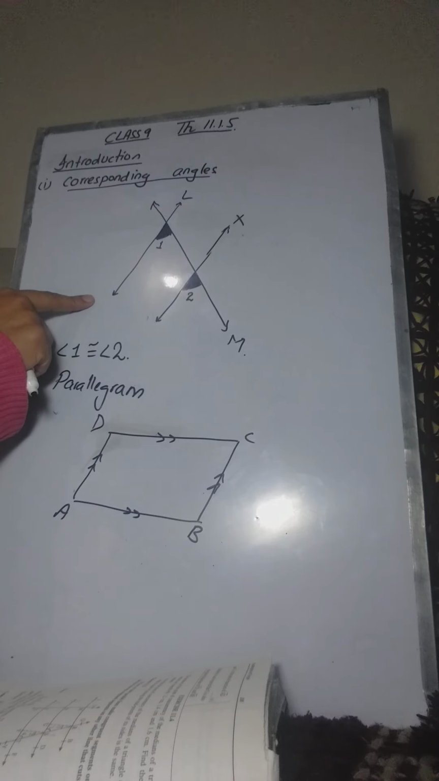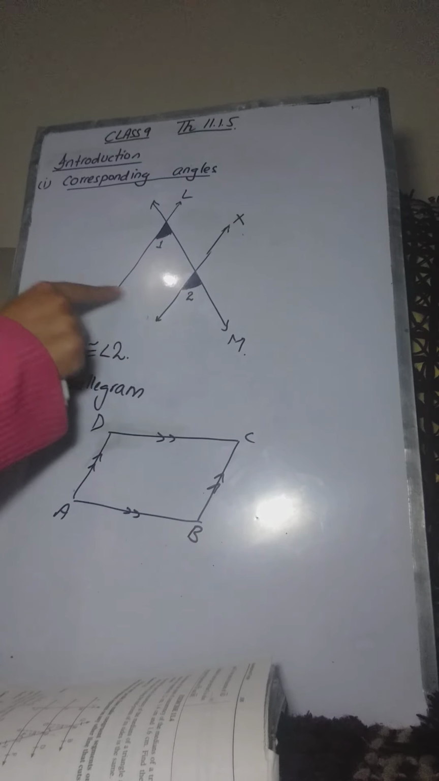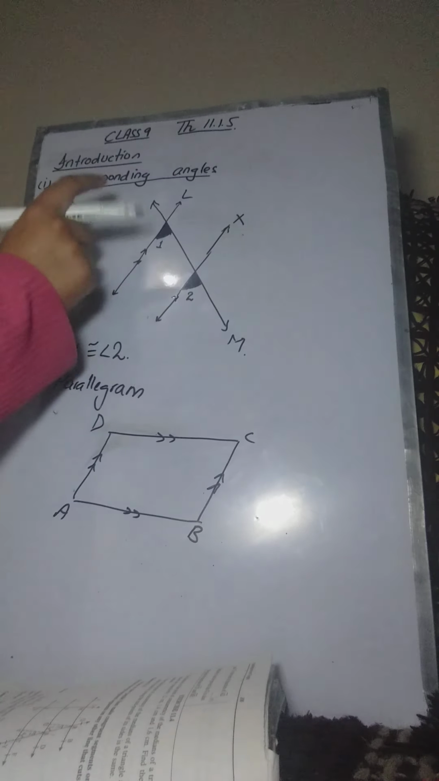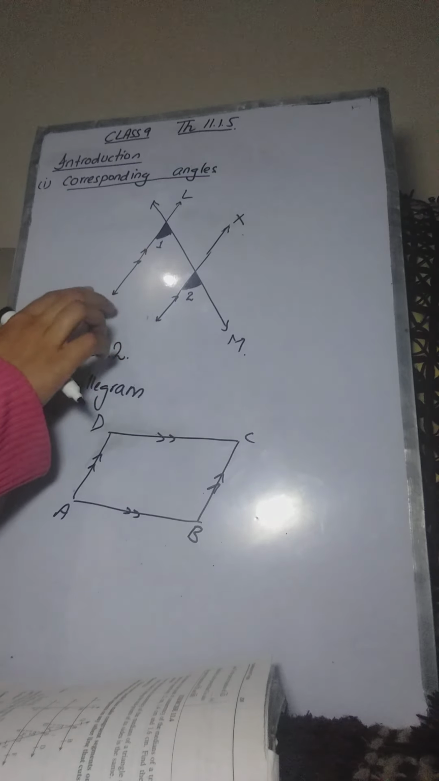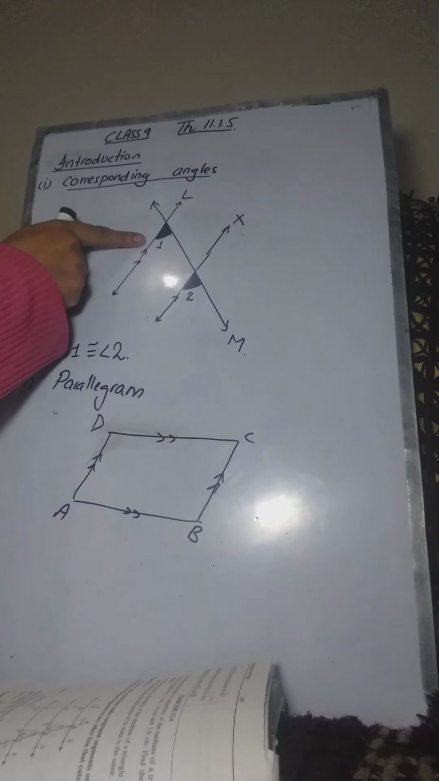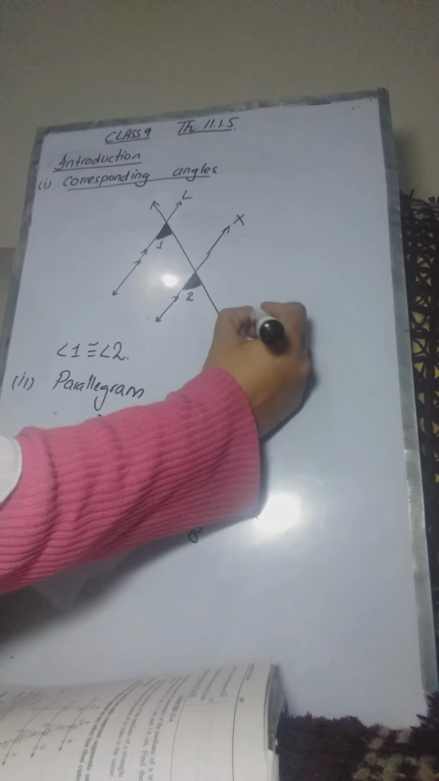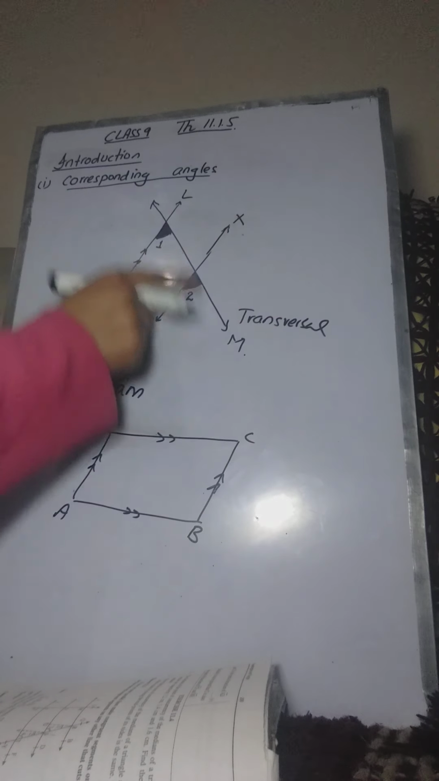As you have studied in previous classes, whenever we have two lines, suppose L and X, and they are parallel. Okay, two parallel lines L and X, and there's a third line M which is intersecting these two parallel lines. Now if a line M is intersecting two parallel lines, then the line which is intersecting, the third line which is intersecting these two lines, is called the transversal.